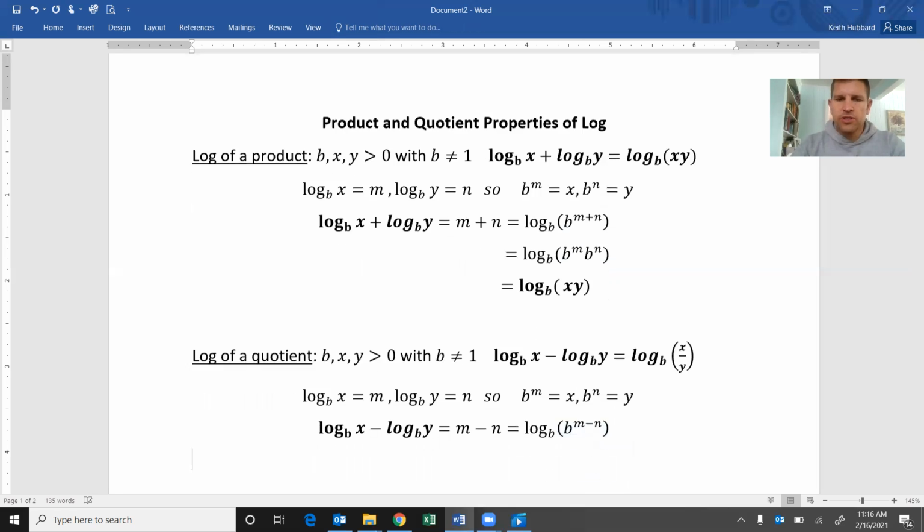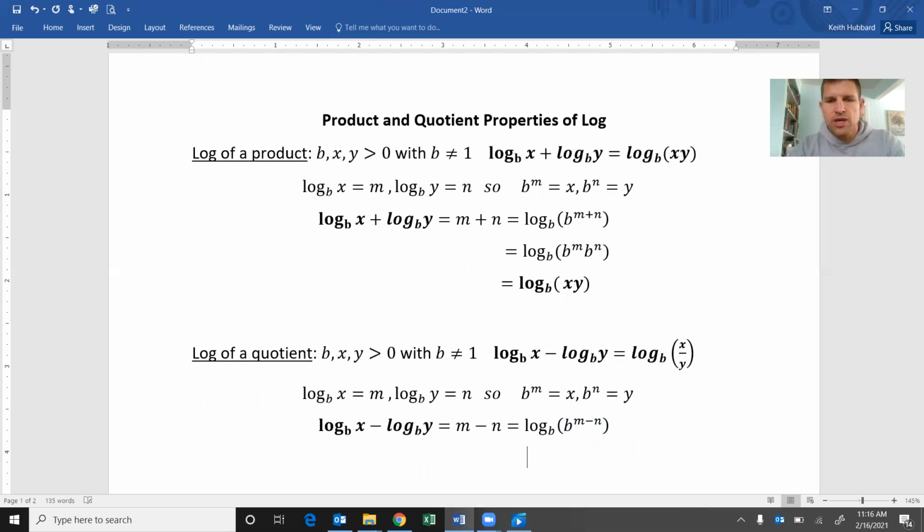Then what we're going to do is the same thing that we did above. We're going to use an exponent property, log base b of b to the m over b to the n. Remember, that's what subtraction does. That's like having m many b's in the numerator and n many b's in the denominator.